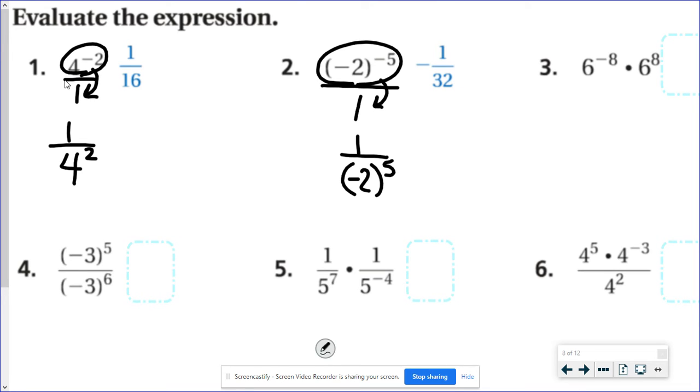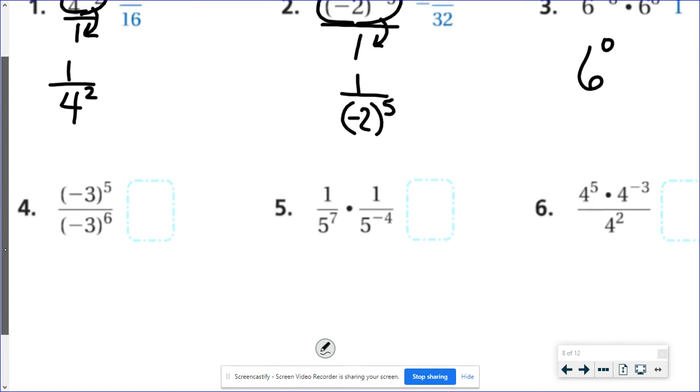In number 3, I wouldn't bother making that 6 to the -8 happy. I would look at that and say, well, let's just add those exponents. -8 plus 8 is 0. And I know anything to the 0 power is 1.